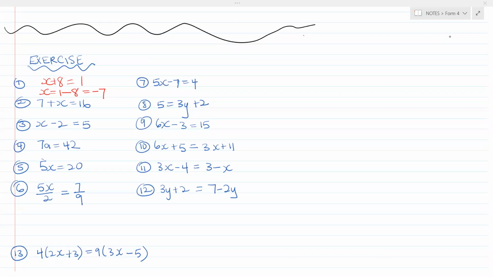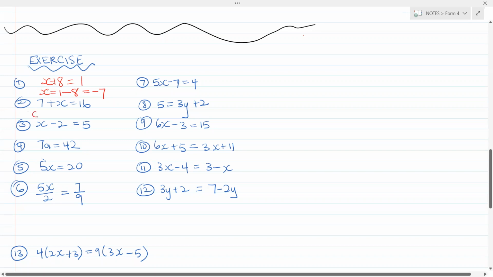Okay, so for number 2, again, we are moving the 7. So it's positive 7, so we have to subtract on both sides. So x is going to be equal to 16 minus 7, which is now 9. Then we say it's subtracting 2, so we have to add 2 on both sides. So x is equal to 5 add 2, which is 7.